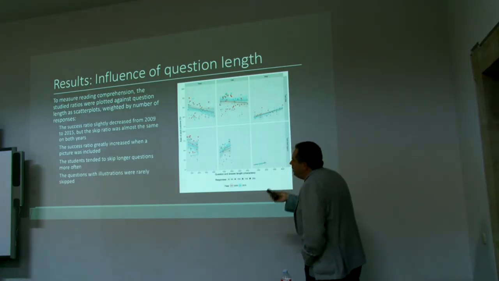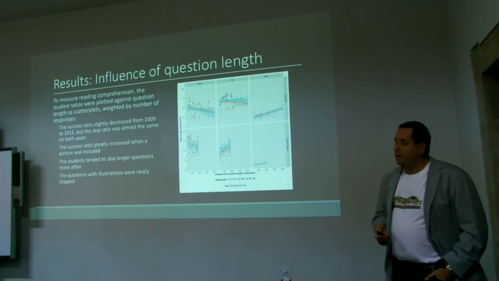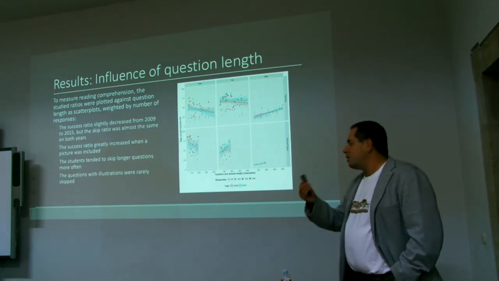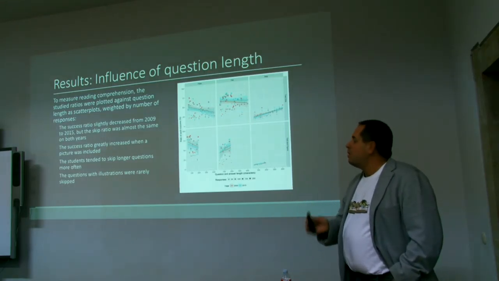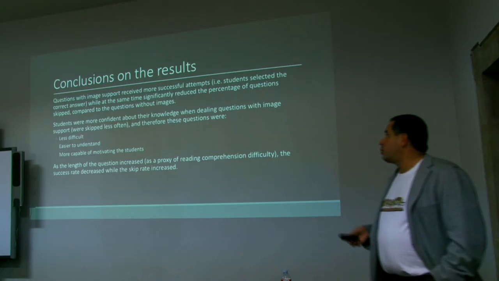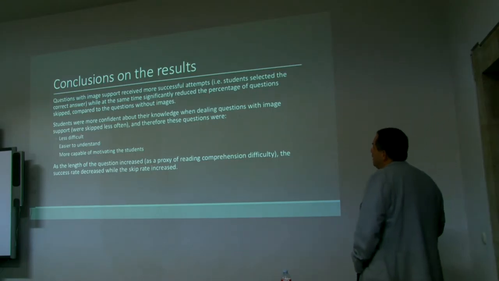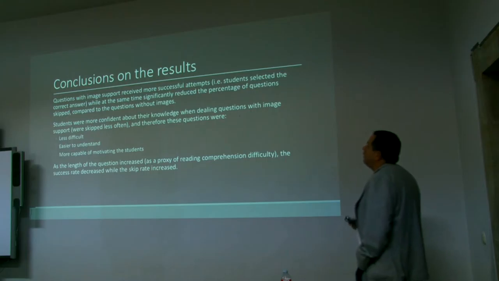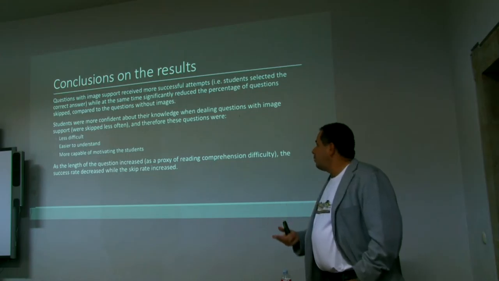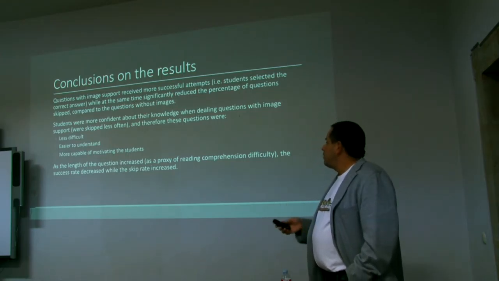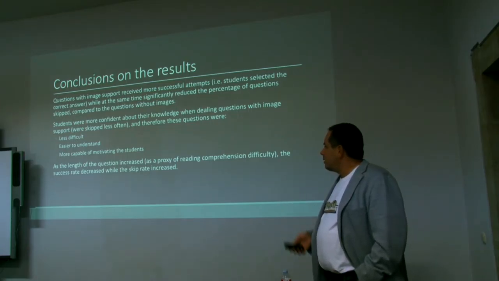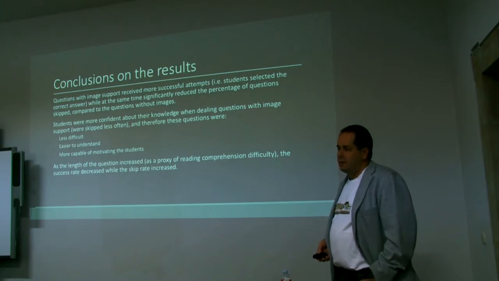The questions with illustrations were rarely skipped. They like more illustrations, they want to understand, and this question is not skipped. Conclusions on the results: the students were more confident about their knowledge when dealing with questions with image support, and therefore these questions were less difficult, easier to understand, more capable of motivating the students. As the length of the question increased, as a proxy for reading comprehension difficulty, the success rate decreased while the skip rate increased.